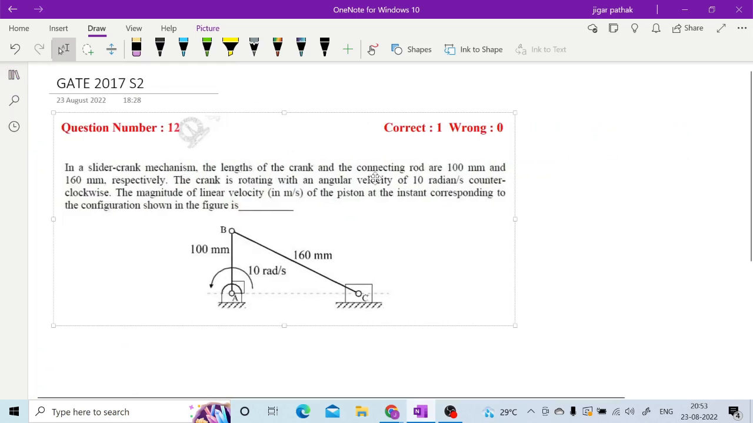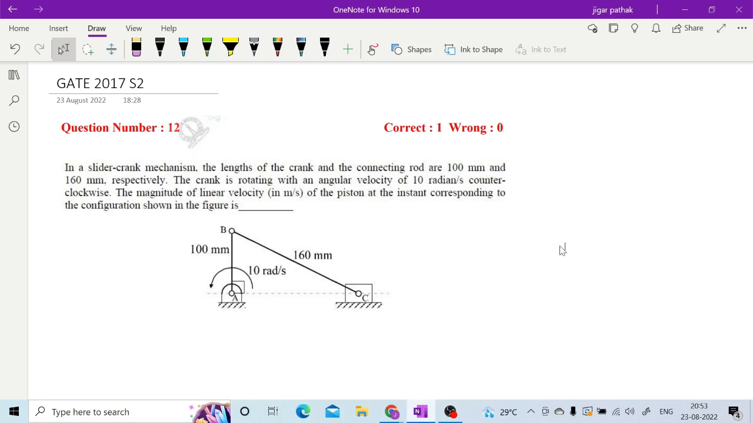Here in a slider crank mechanism, the length of the crank and the connecting rod are 100 mm and 160 mm respectively. The crank is rotating with an angular velocity of 10 radian per second counterclockwise. The magnitude of linear velocity of the piston at the instant corresponding to the configuration given in the figure is, you have to calculate. Magnitude of linear velocity of piston, right? So Vc you have to calculate, that you know is omega of this crank and the instantaneous center, whatever I12 I24 is, that will be your answer.